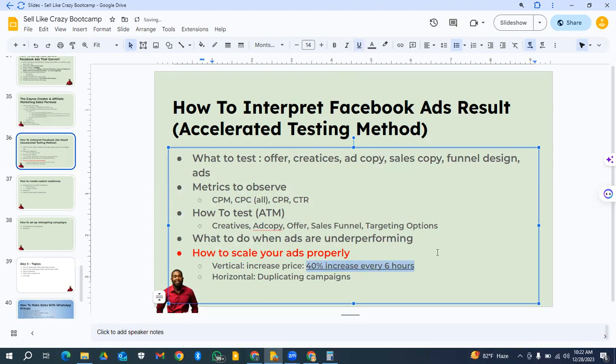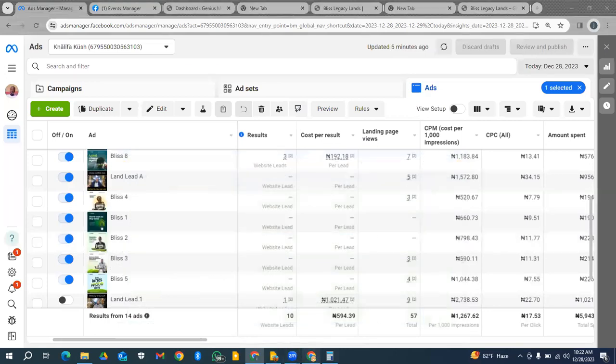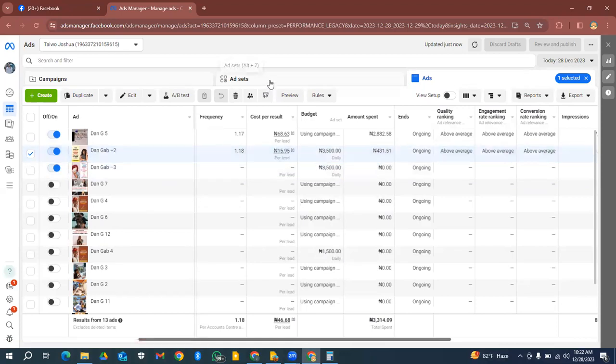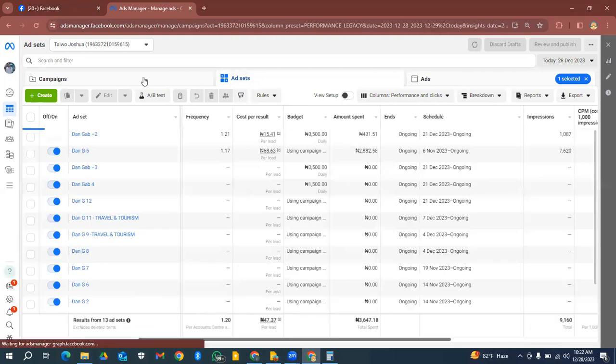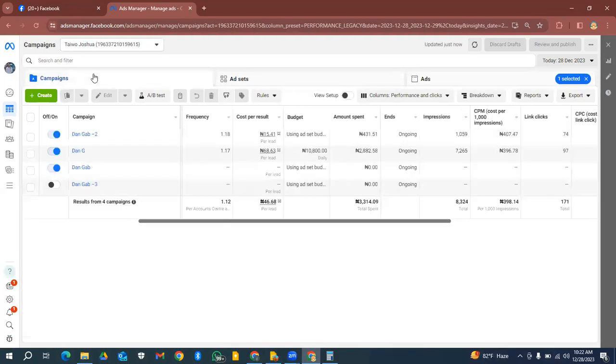Then the next one is your horizontal scaling, right? So with horizontal scaling, you find an ad that is working well and you simply duplicate it. For example, I know this ad is working well. All I can do is to come here and duplicate. Or if you want to duplicate, please duplicate from the ad set or from the campaign. Don't duplicate the ad itself. Come to the ad set or the campaign and duplicate it.